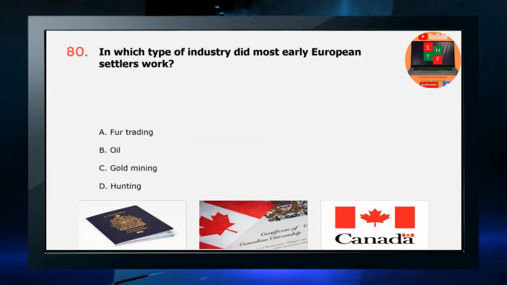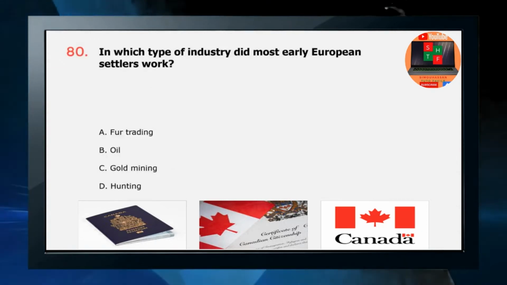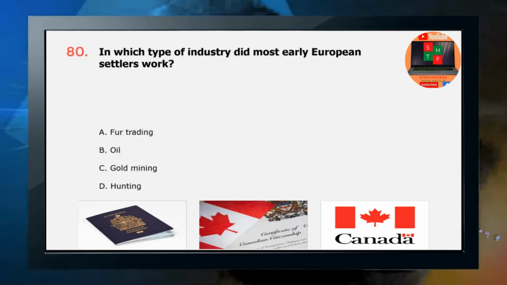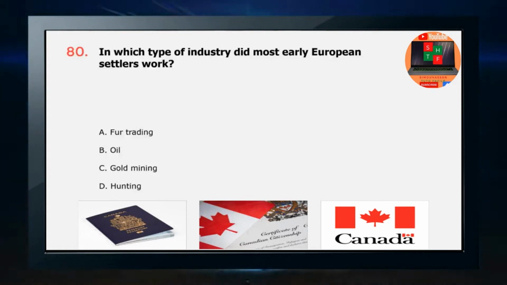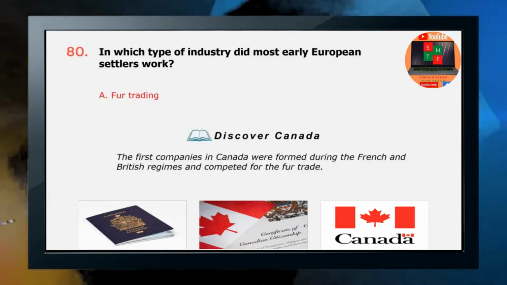Question 80. In which type of industry did most early European settlers work? A. Fur trading. B. Oil. C. Gold mining. D. Hunting. The answer is A. Fur trading.